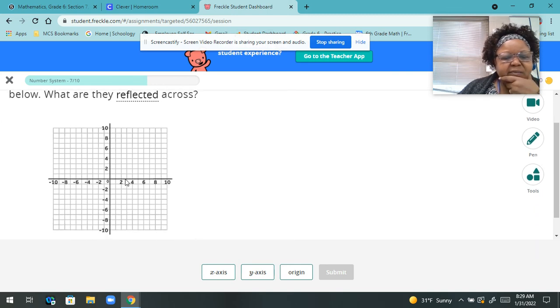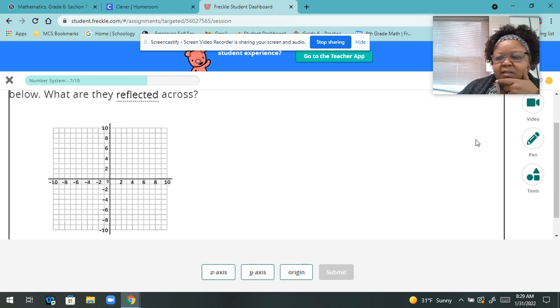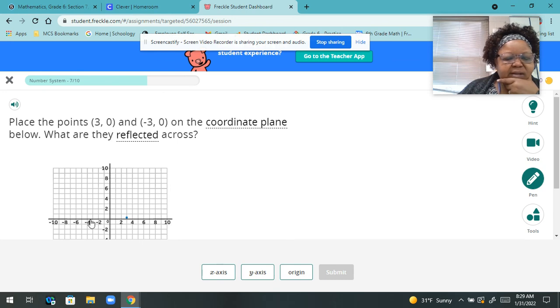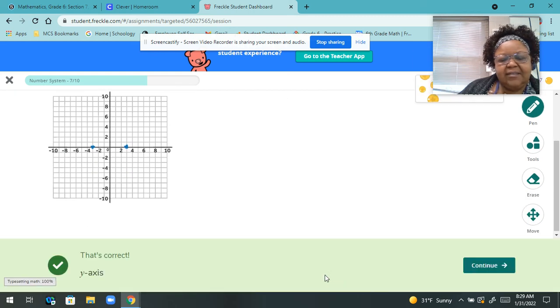Okay, so we got 3, 0. That's that one. And this is kind of help you see where they are. And then -3, 0. So if there's a 0, you don't move any on that axis. So one's over here and one's over here. So that's reflected across the y-axis.